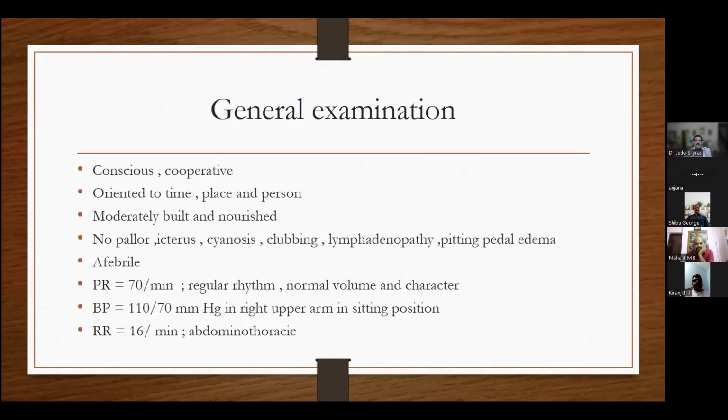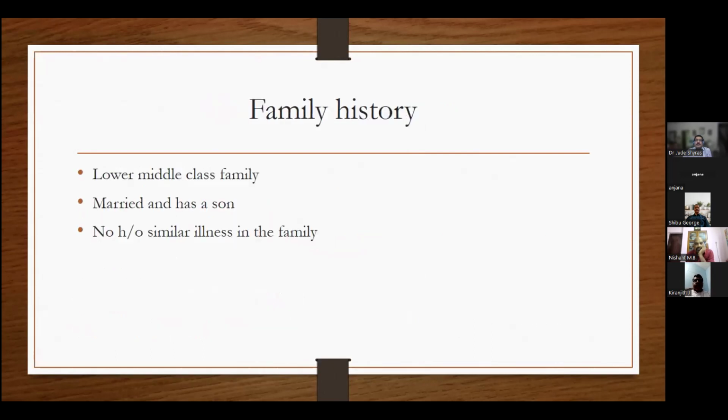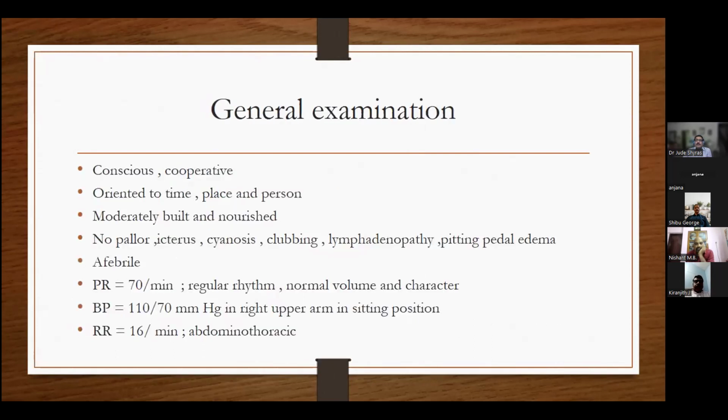Any other questions? Any other question from any other examiner in the audience? Please. No, sir, we can continue. No problem. Okay, we continue with the examination.